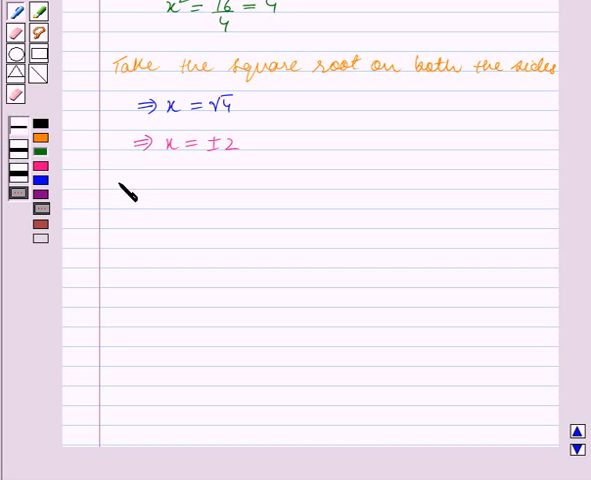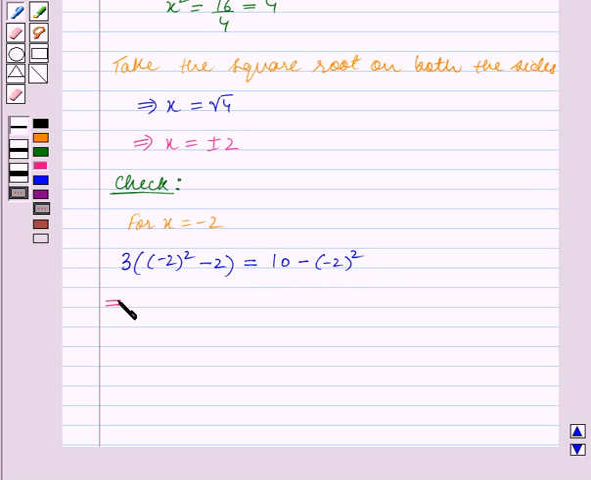We will now check if these values of x satisfy the given quadratic equation. First we will check for x is equal to minus 2. Now substituting x is equal to minus 2 in the given quadratic equation, we get 3 into minus 2 whole square minus 2 the whole is equal to 10 minus minus 2 whole square.